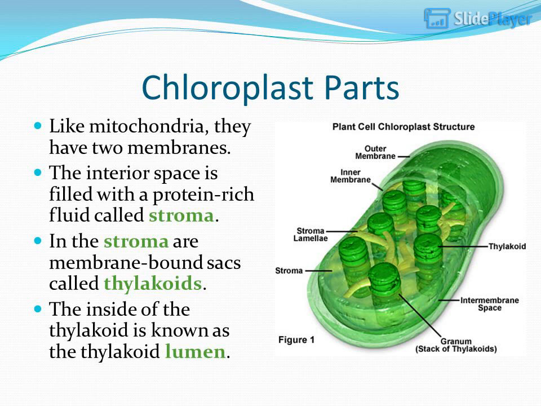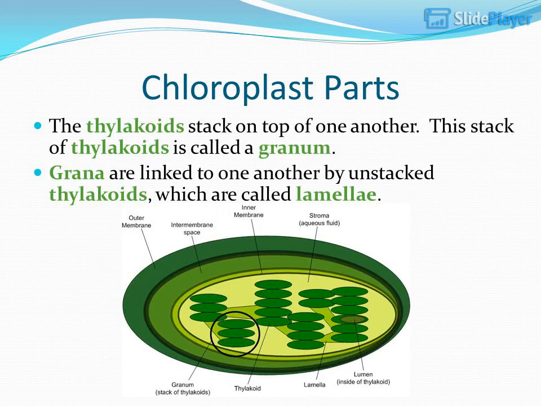The interior space is filled with a protein-rich fluid called stroma. In the stroma are membrane-bound sacs called thylakoids. The inside of the thylakoid is known as the thylakoid lumen. The thylakoids stack on top of one another. This stack of thylakoids is called a granum. Grana are linked to one another by unstacked thylakoids, which are called lamella.